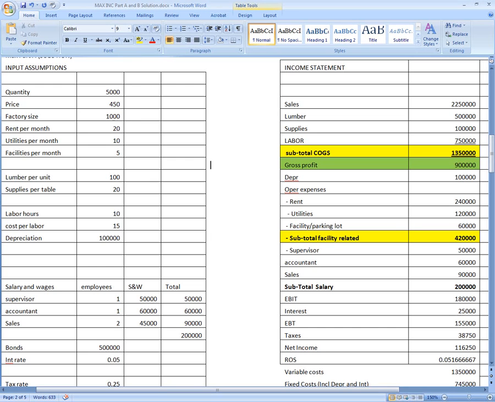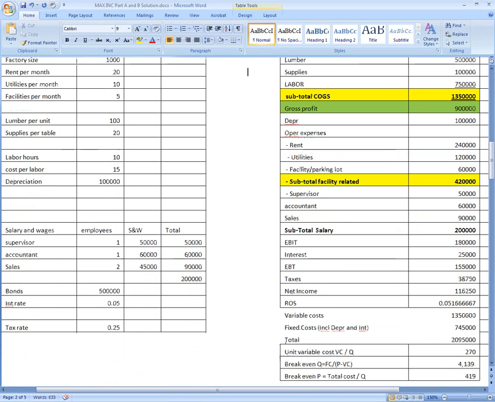We do the same thing for the utilities and same thing for the parking facility, and that's how you would get the cost that is tied in with the factory size and the rent per month, the utility per month, and the facility per month. Okay. Once you have done that, we just subtotal it to see how it looks for a total facility cost, which is really these three cells added up over here.